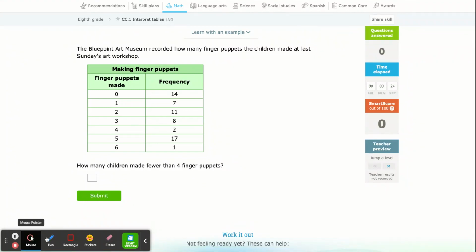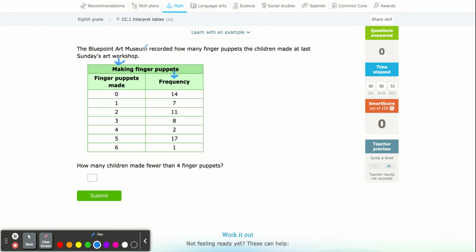Welcome. In this lesson, we're basically getting ourselves to be very careful at reading tables and answering the questions that are being asked. So the most important thing is to be able to recognize what the table says. The first column here says finger puppets made. So these are the number made, and this is how often it was done. In other words, we have 0 puppets made 14 times.